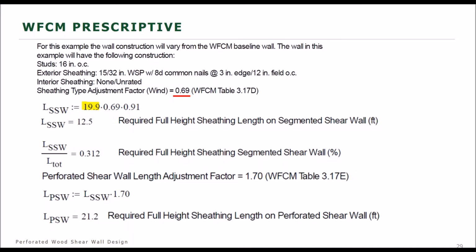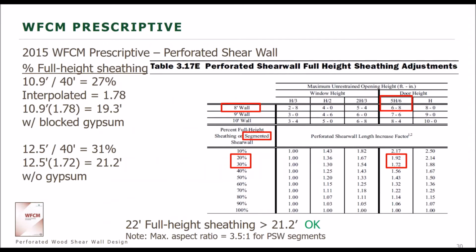We determine what our required full height sheathing of the segmented shear wall is and what percentage of the wall that is. So then we calculate the perforated shear wall length adjustment factor per table 317E. And we get a required full height sheathing length of 21.2 feet, which is again less than the 22 feet that we are provided. So we'll take a look a little more closely at the perforated shear wall full height sheathing adjustment in table 317E. So this is what the table looks like, and again, you're permitted to interpolate as necessary.